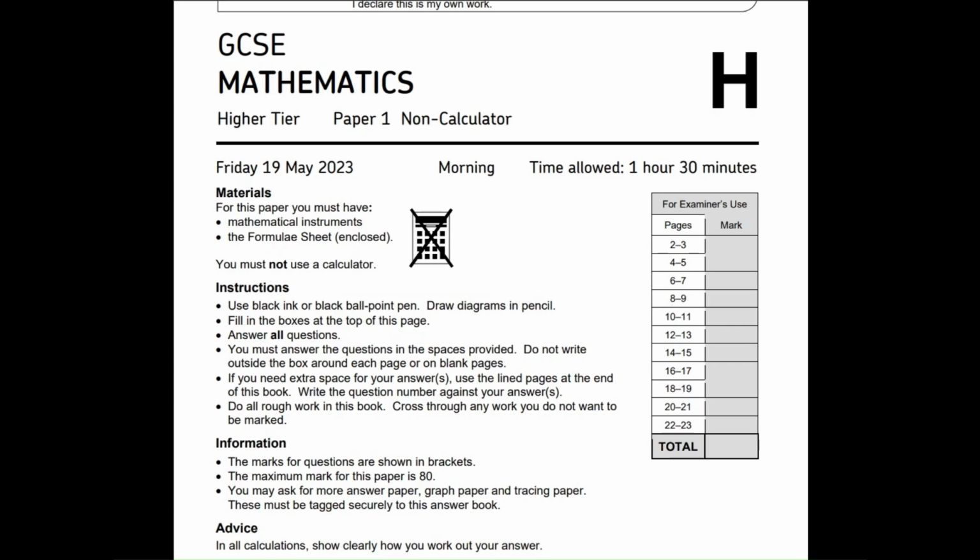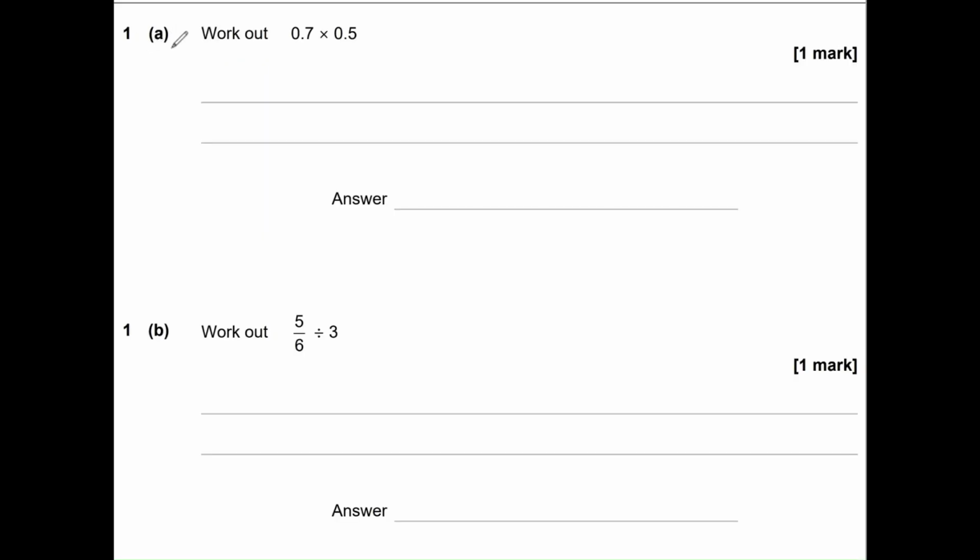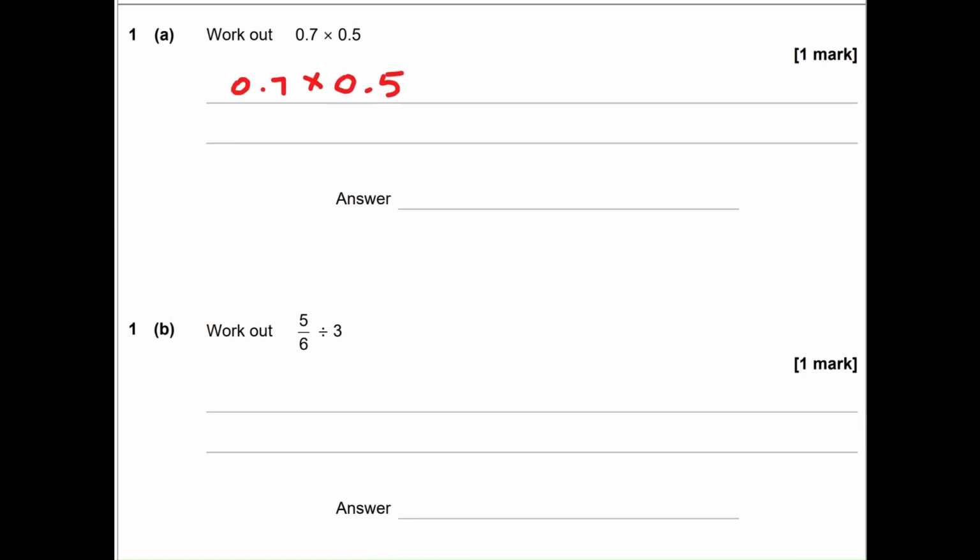In this video, we will be going through a GCSE Higher Paper 1 Maths exam. We are not allowed to use a calculator for this exam. So question 1, part A says, work out 0.7 multiplied by 0.5. So we have 0.7 times 0.5.